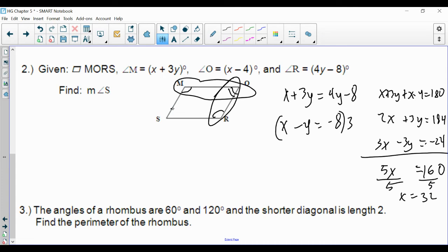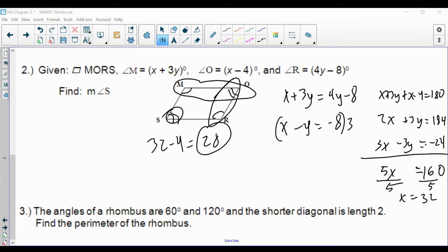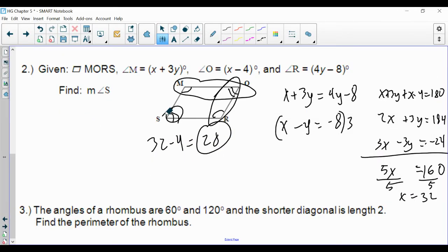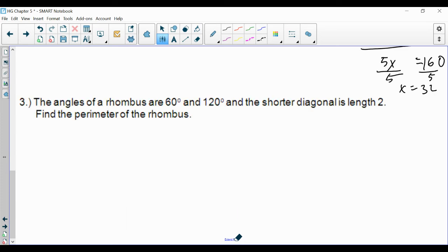But we're looking for the measure of angle S, which ends up being the same as the measure of angle O. So 32 minus 4 is 28. So there we go. Go ahead and take a look at that. And let me just check something while you look. Awesome.